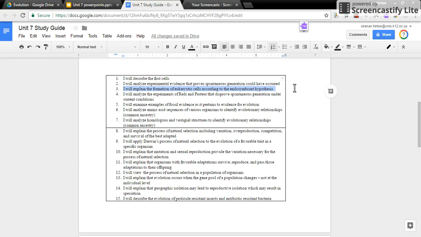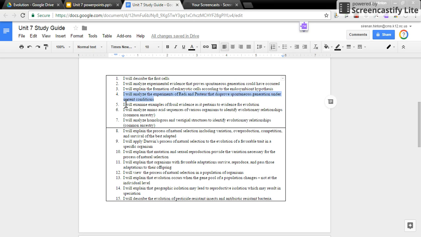What we believe is that all cells started off as unicellular, and then once they started consuming other cells, they became these multicellular animal and plant cells that we have today. I will analyze the experiments of Redi and Pasteur and disprove spontaneous generation under current conditions. Two experiments basically on page 144. Just wanted to show you how if you cover up the decaying matter, no living matter will be formed.